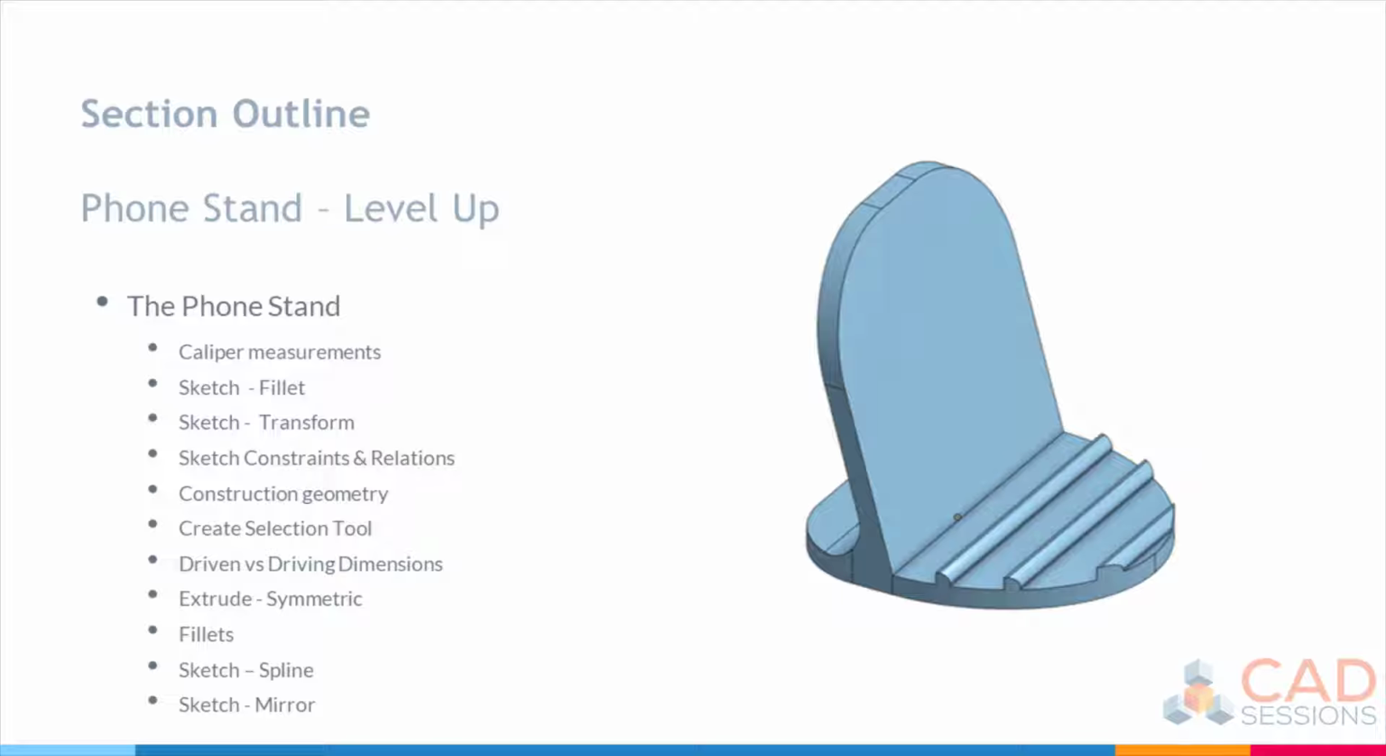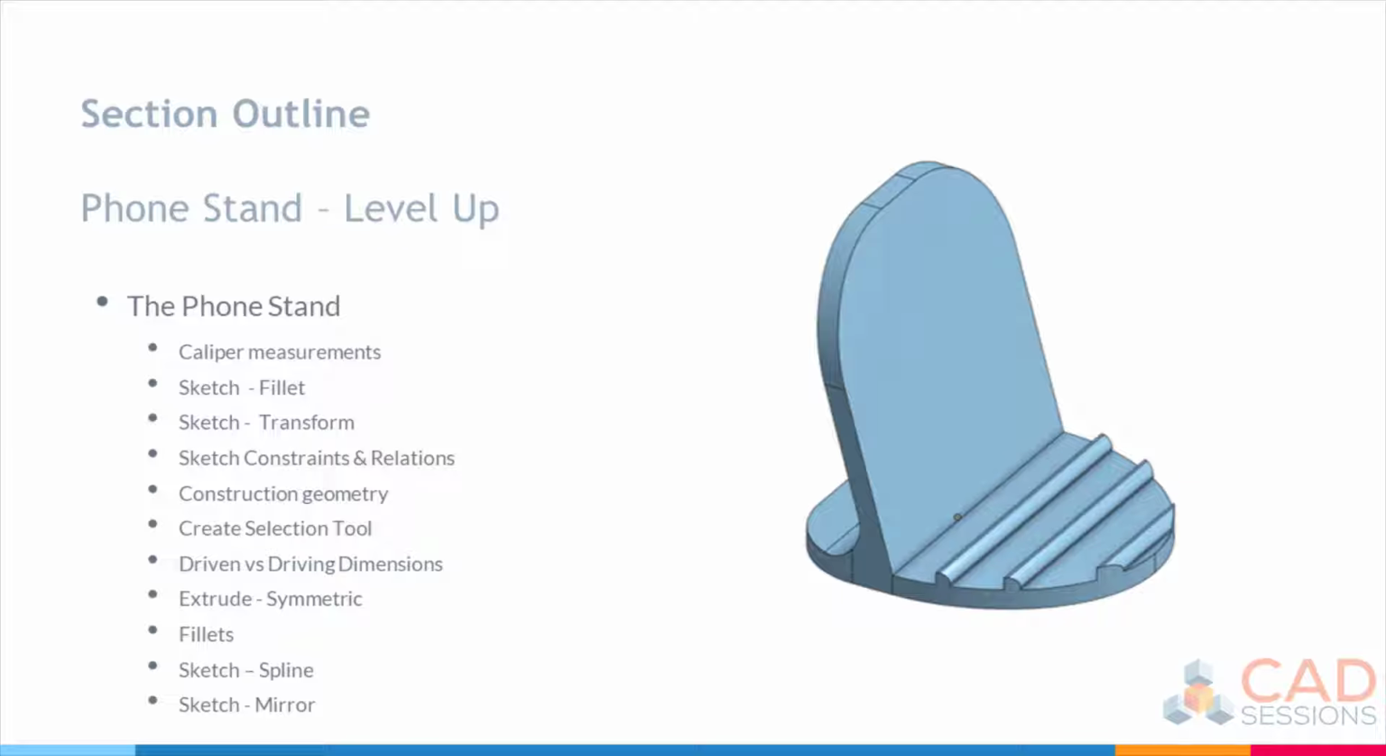So they include caliper measurements, the sketch fillet tool, the sketch transform tool. We're going to be talking about sketch constraints and relations. We're going to be using construction geometry. We're going to be learning about a new, very useful selection tool that allows you to select multiple line segments without having to click all of them.